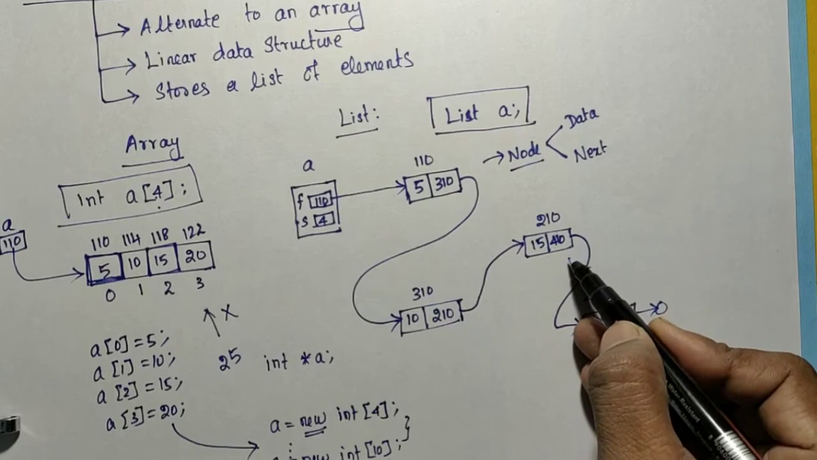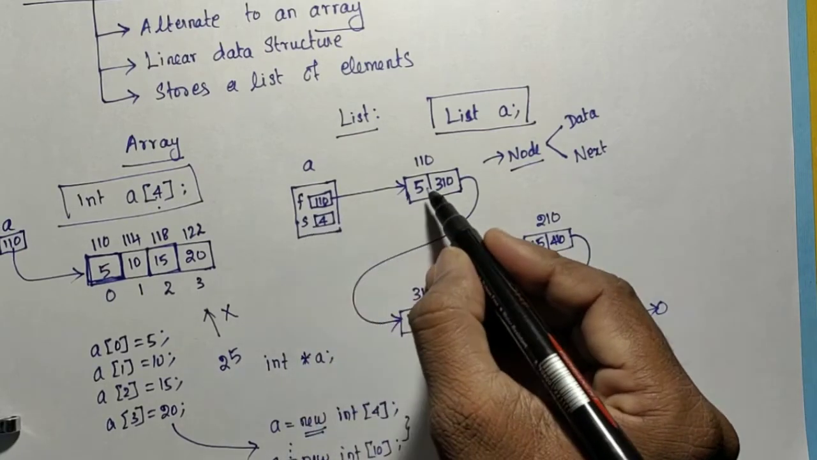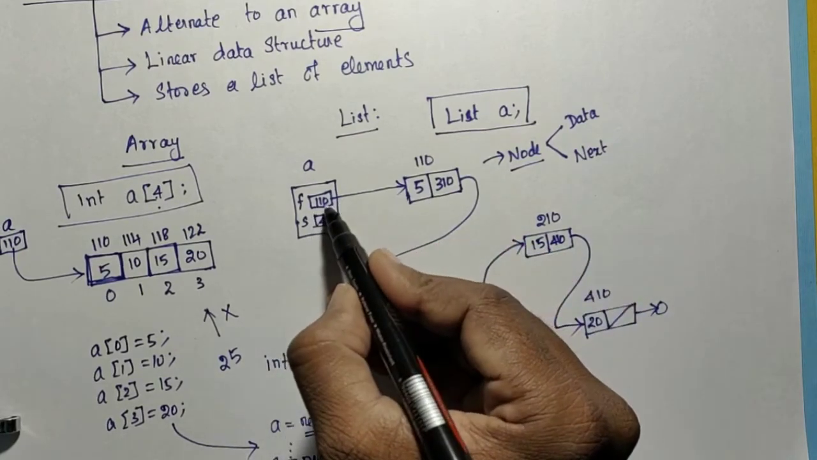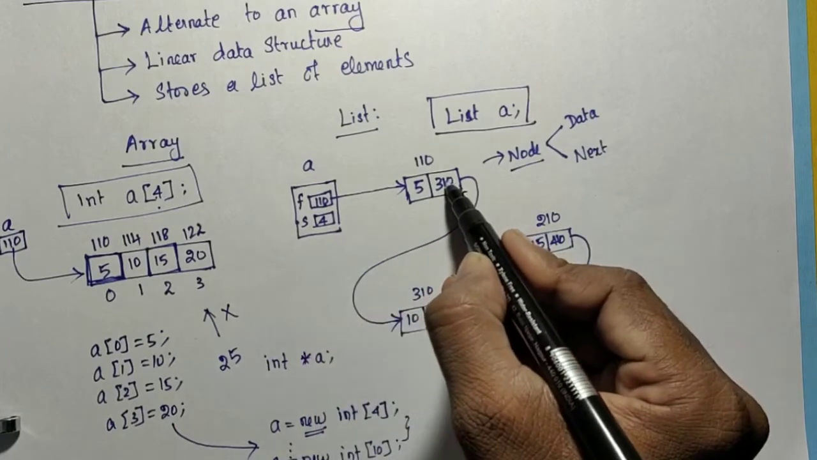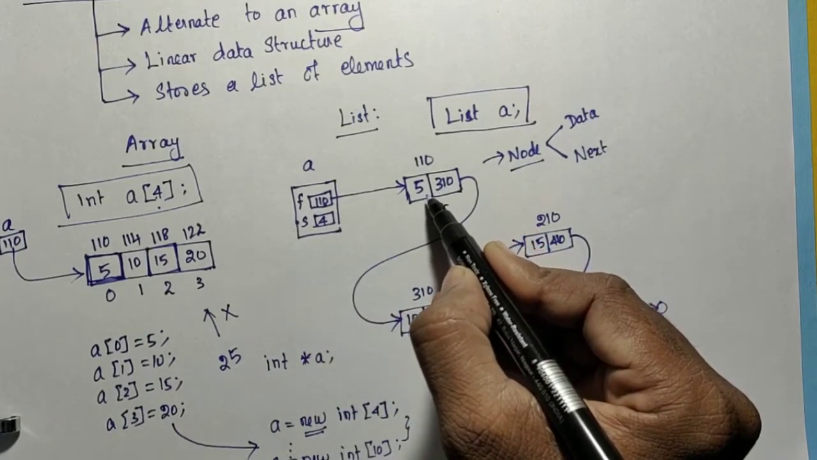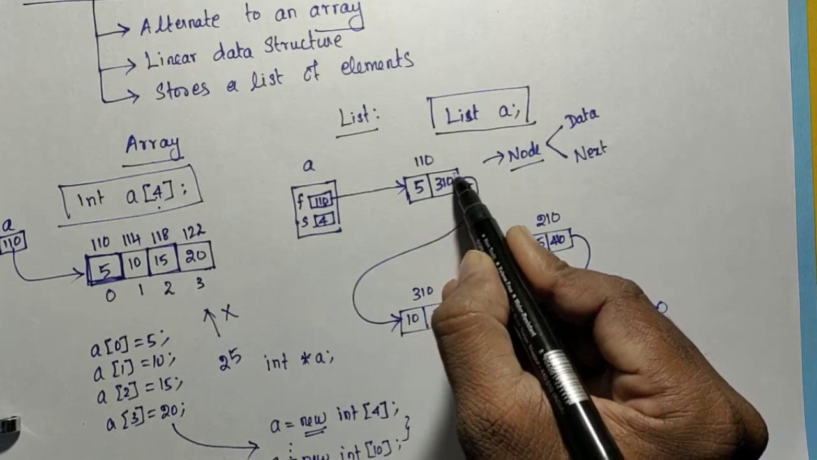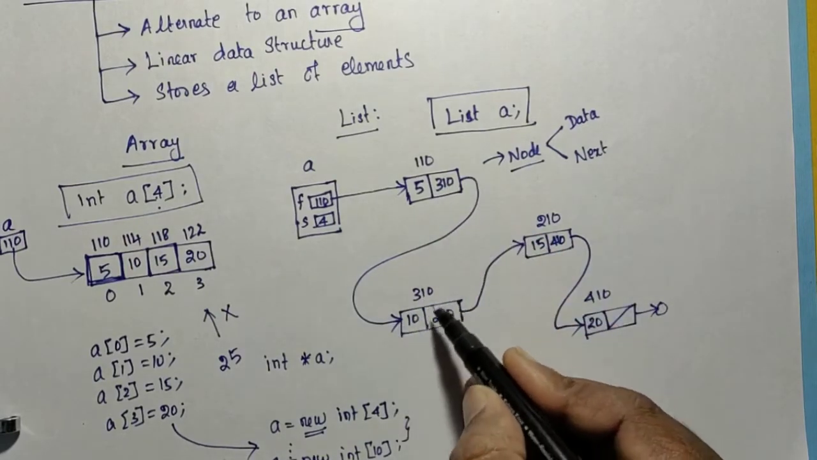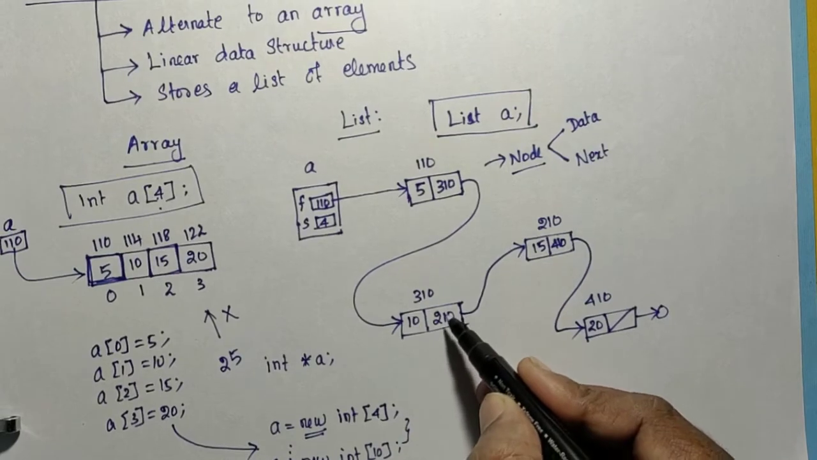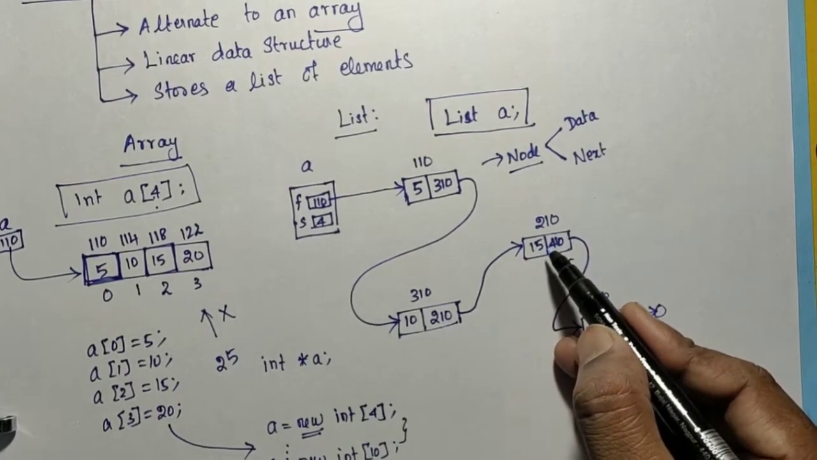If I need to go to the third element, again I have to travel from the first, because the list knows only the first address. I need to ask the first node whether you are the third node. Then by referring to the address of the next node, I need to go there. Here, by referring to the address of this node, I have to go to that third node.